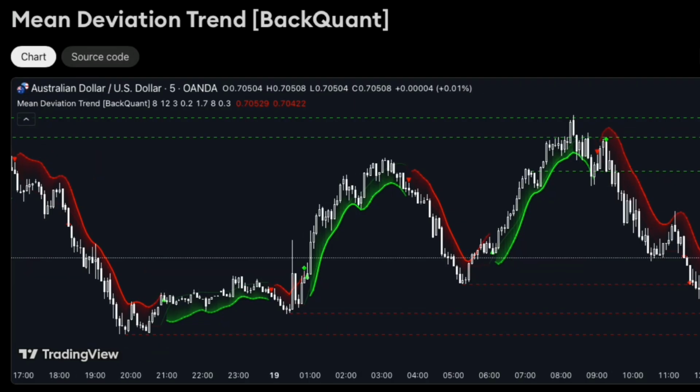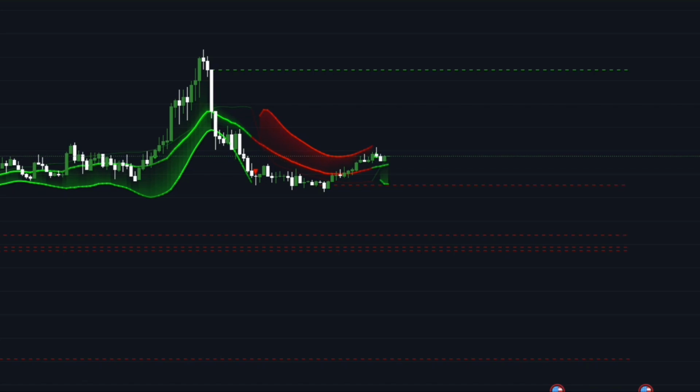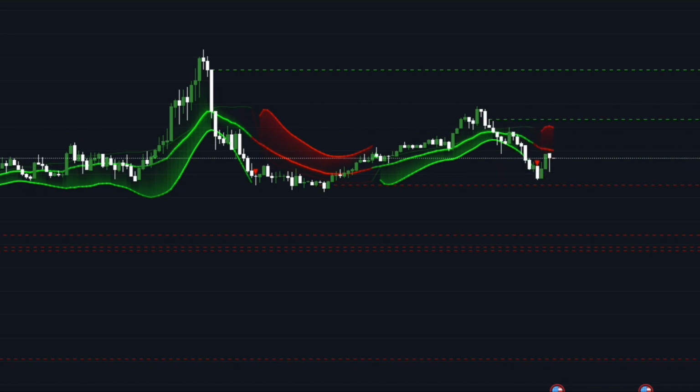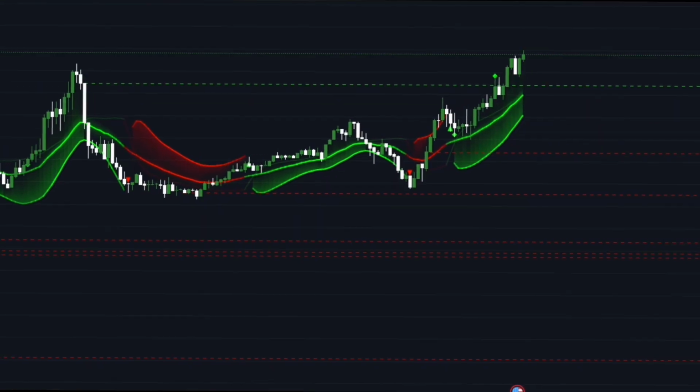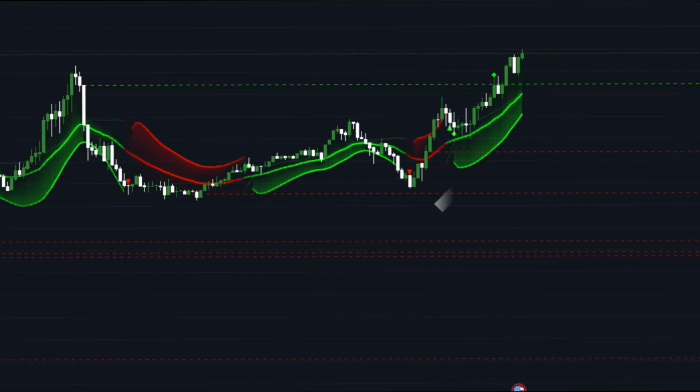Number 2, Mean Deviation Trend by BackQuant. Trends aren't static, and traditional MAs lag. Mean Deviation Trend leverages adaptive deviation logic, smoothing while dynamically bending to price behavior. It doesn't just follow trend, it measures how abnormal trend behavior is. Best use case is to use it to identify persistent trend regimes. When deviation tightens in trend direction, you're in a high probability zone for continuation.